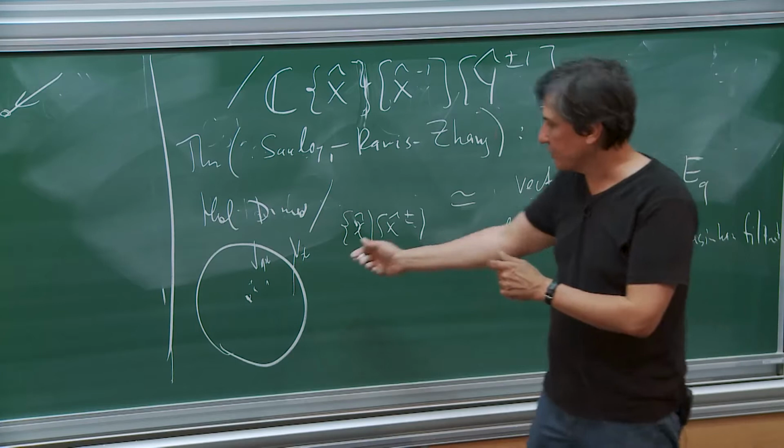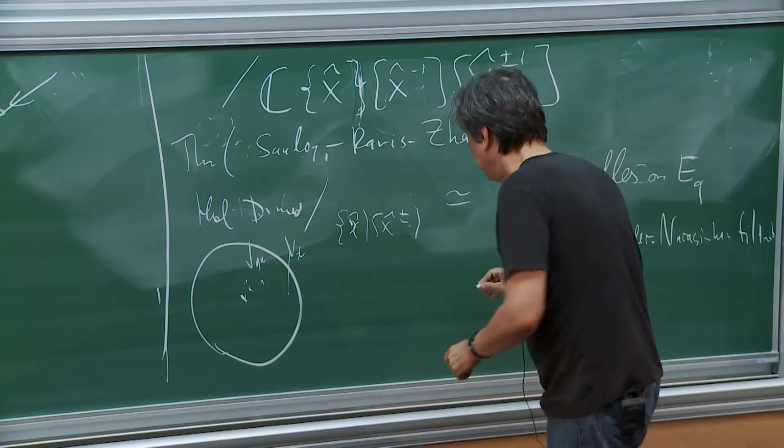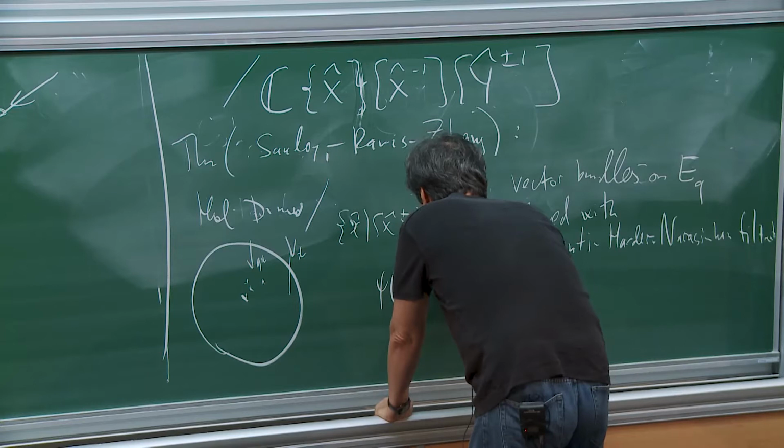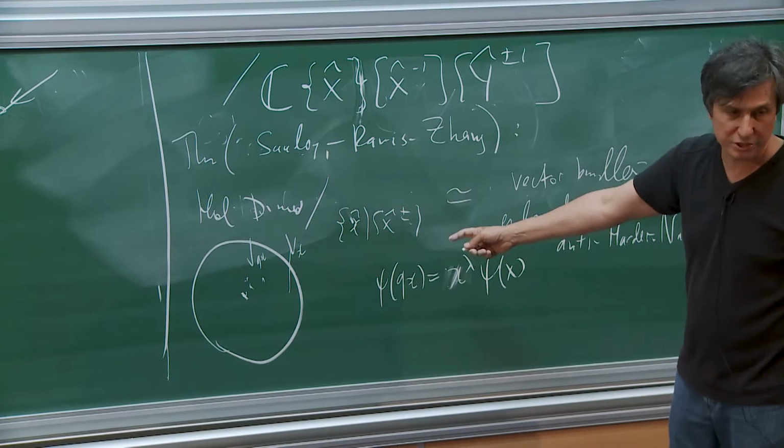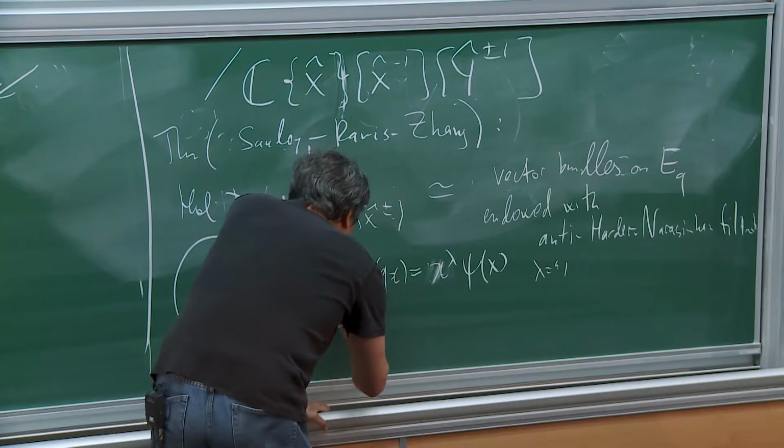Then if you have a vector in this bundle, suppose you write some equation, something like psi of qx is equal to x to the power lambda times psi of x, where lambda is an integer or rational number. Then what you see is that if you iterate many, many times, you get the following.